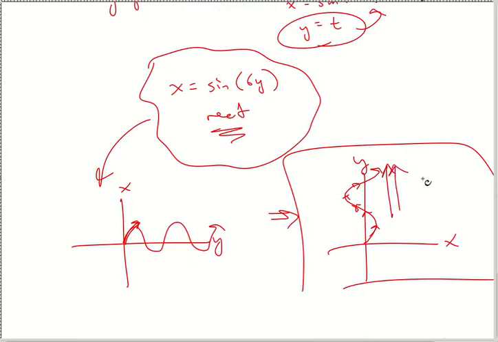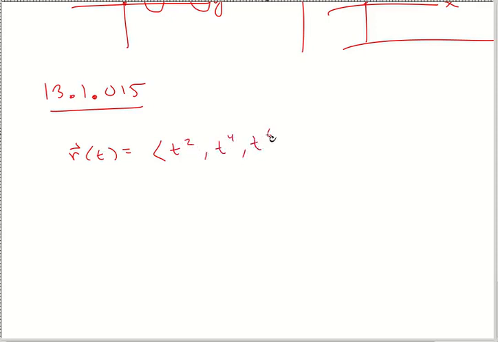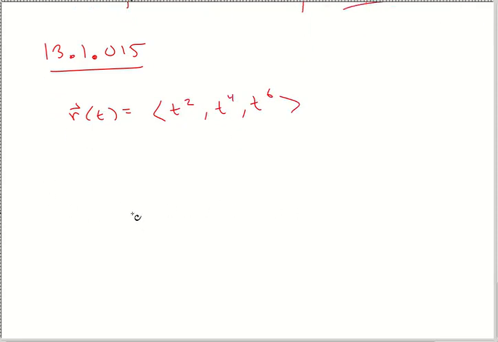Or you could just use a parametric mode in your calculator. That might be easier. So I wanted to just show that one because now we're going to be doing 3D versions. So 15 now. R of t is equal to t squared, t to the fourth, t to the sixth. And they want to graph this one. And of course, because it's 3D, it's going to be on something kind of like this here.